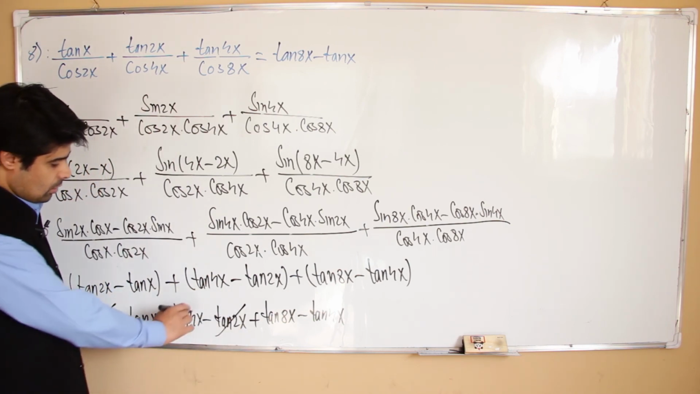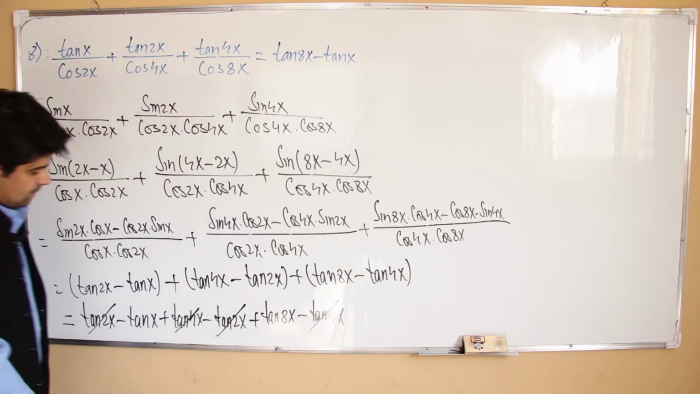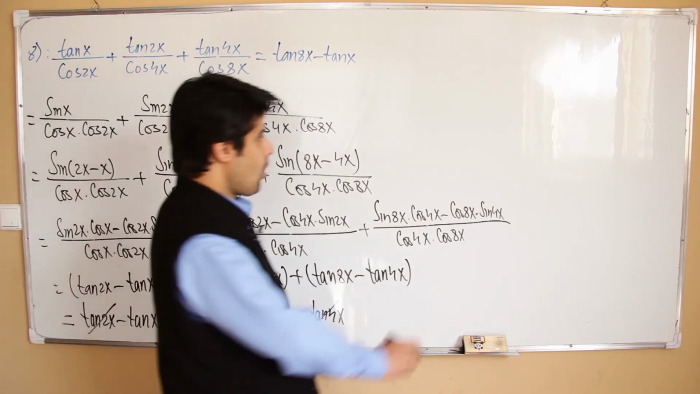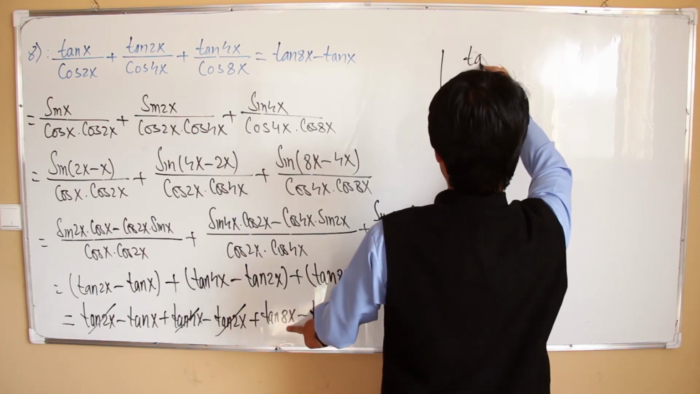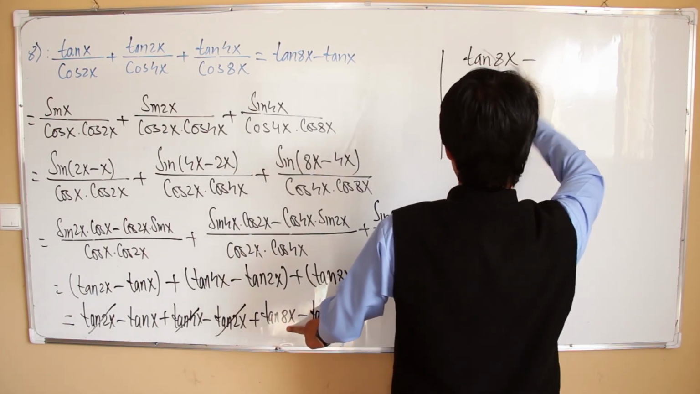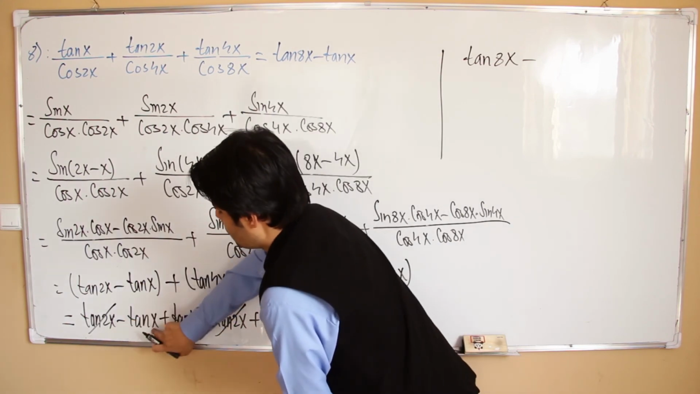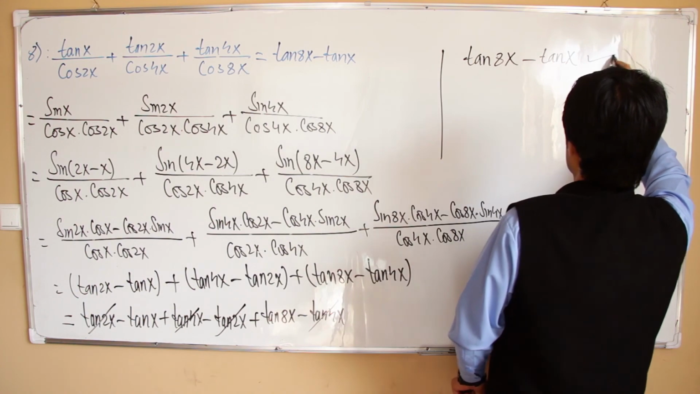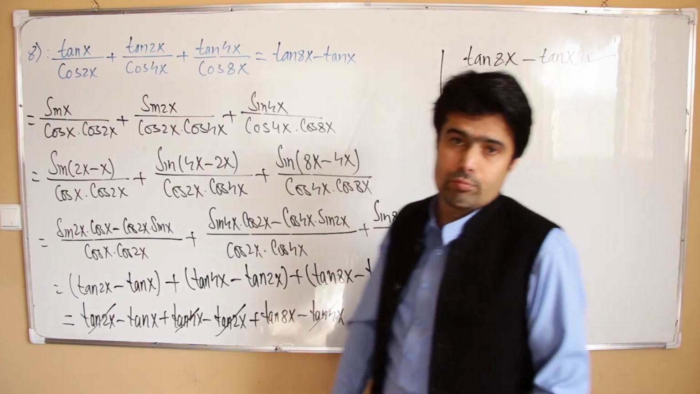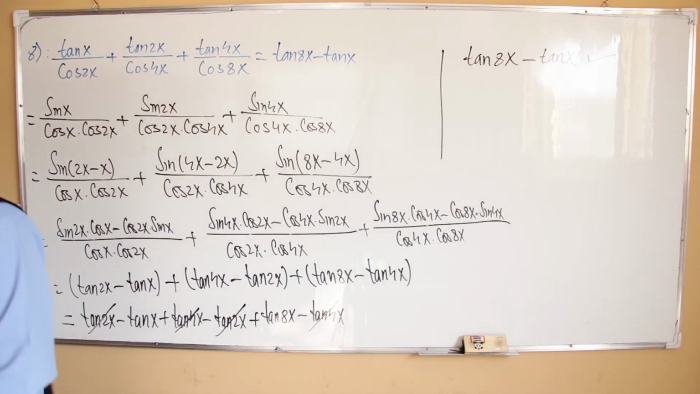Now, this tangent 2x with this tangent 2x is cancelled. Right? Yes. Tangent 4x with tangent 4x cancel. What is our remaining part? Our remaining part is tangent 8x minus tangent x. Hence, it is proved. Write it, please.